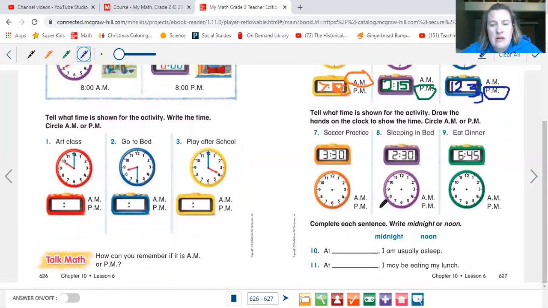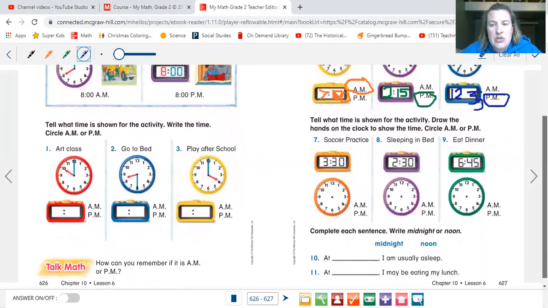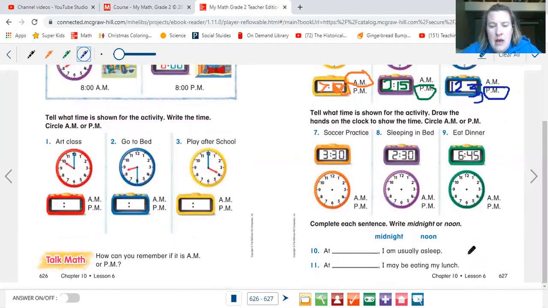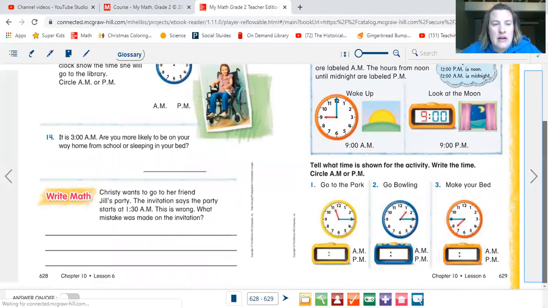So looking down here, for 7, 8, and 9, the directions say, tell what time is shown for the activity. Draw the hands on the clock to show the time. Circle AM or PM. Go ahead and do that. Okay. And then 10 and 11 says complete each sentence, write midnight or noon. All right. I'm going to turn the page only one time now. All righty. Here we go.